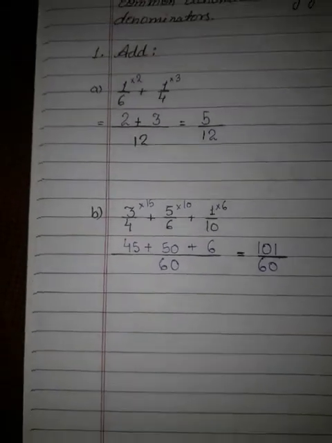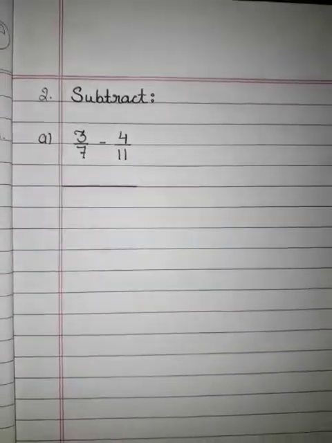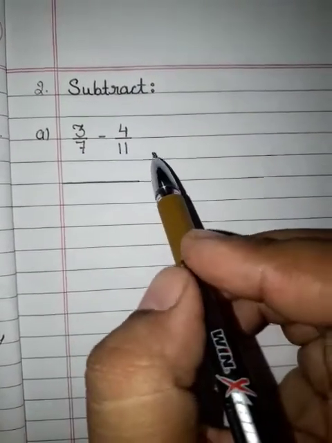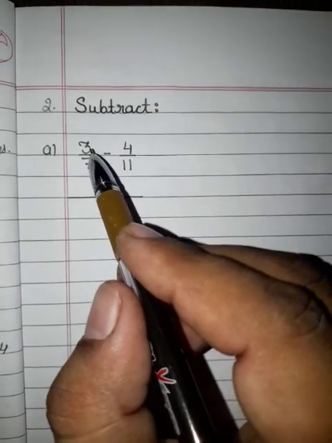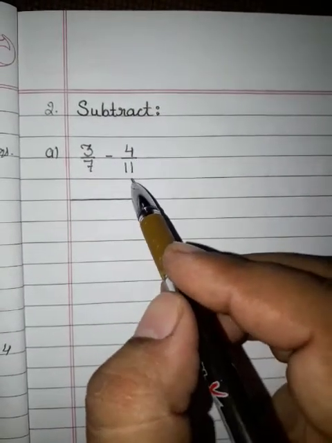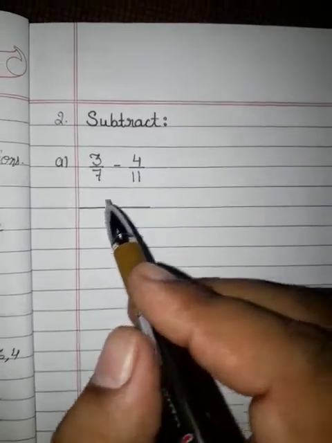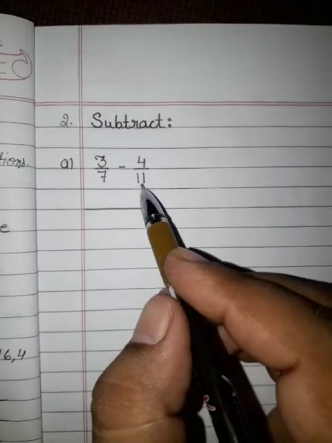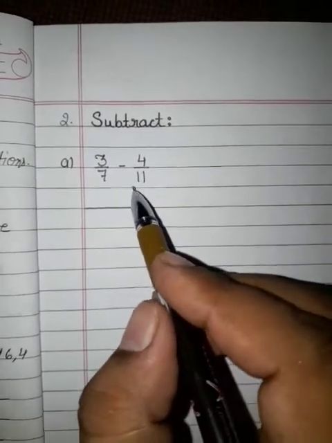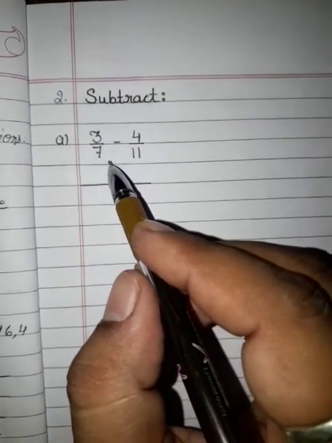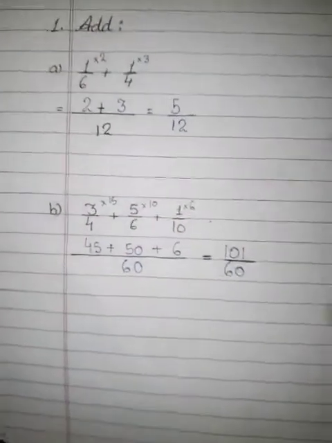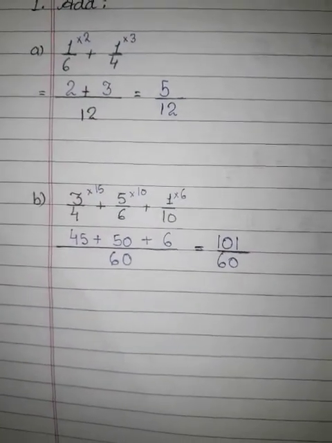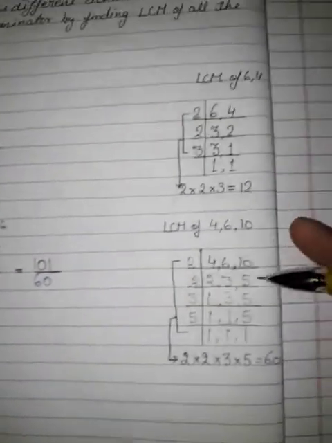Next we will do subtraction. So now we will study how to subtract unlike fractions. As you can see here, to subtract, 3 upon 7 and 4 upon 11 are given with the subtraction symbol. 7 and 11 are both different denominators, so both the fractions are unlike fractions. But one more thing is that the numbers we used earlier, 6, 4 and 10, are even numbers and composite numbers, so we need to take the LCM in that way.